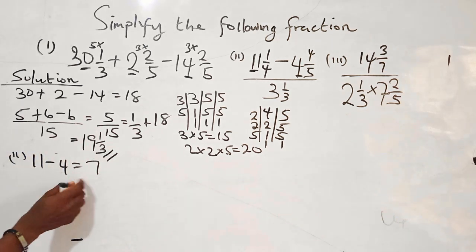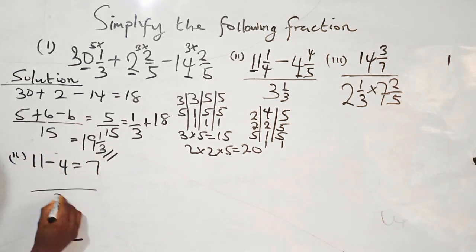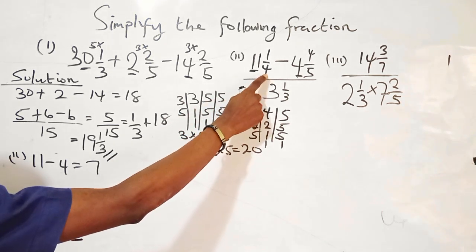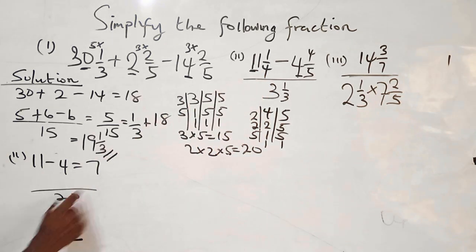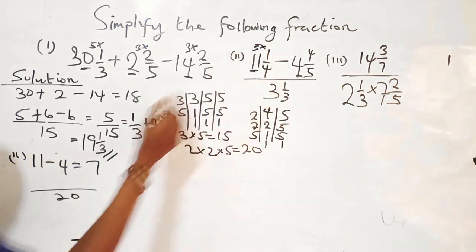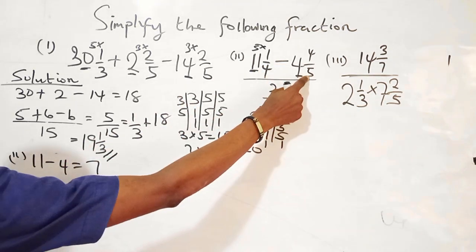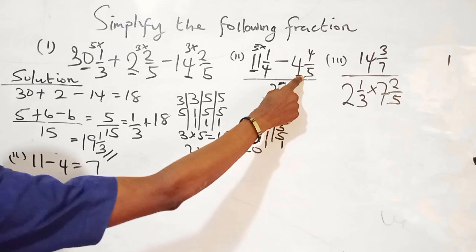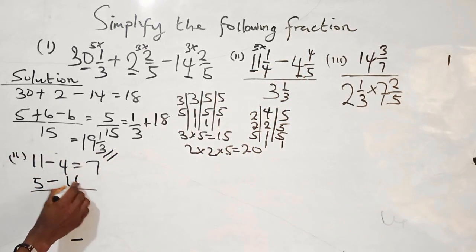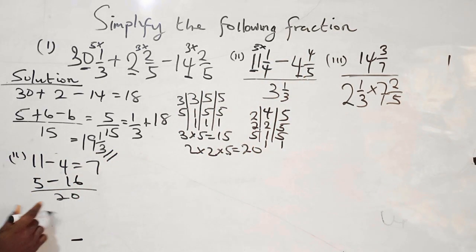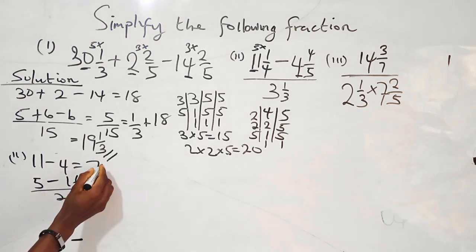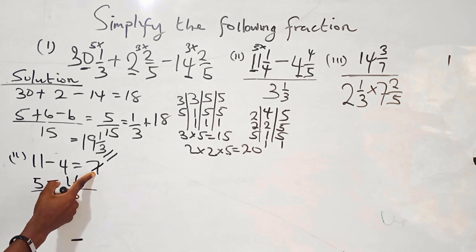When you bring back the LCM, which is 20, we are still on the numerator side. 4 in 20 is 5, so 5 times 1 gives us 5. Minus 5 in 20: 20 divided by 5 is 4, and 4 times 4 is 16. When you look at this, you can't subtract 16 from 5, so we have to borrow 1 from the whole number.